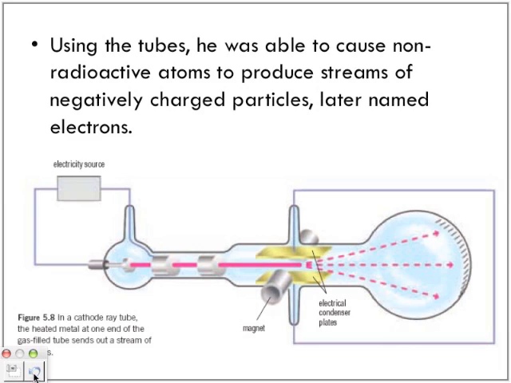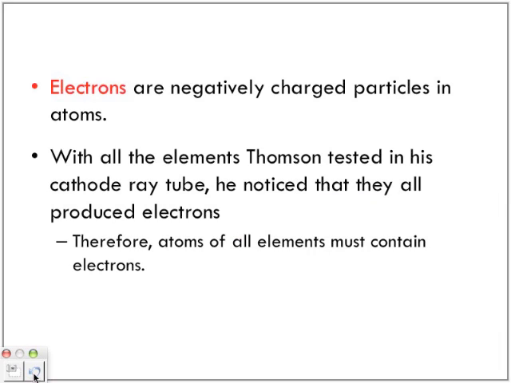Using the tubes, he was able to cause non-radioactive atoms to produce streams of negatively charged particles, which he later named electrons. So he was able to shoot out through his cathode ray a current that was considered made up of negative particles. Now, electrons are negatively charged particles in atoms. With all elements Thomson tested in his cathode ray tube, he noticed that they all produced these electrons. So he eventually came up with the idea that all atoms are made up of electrons.